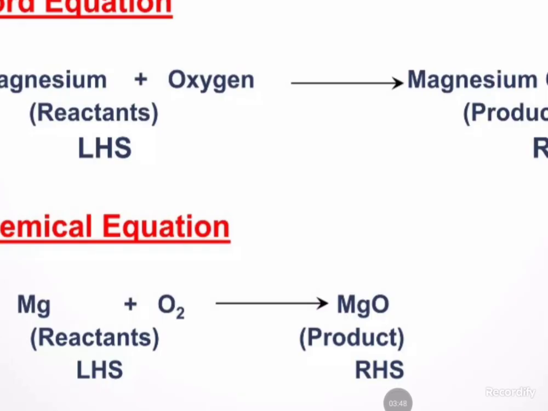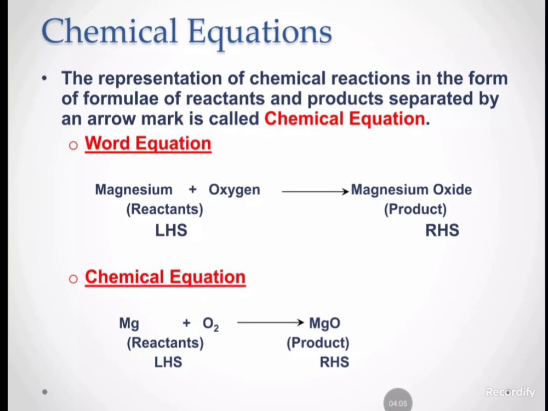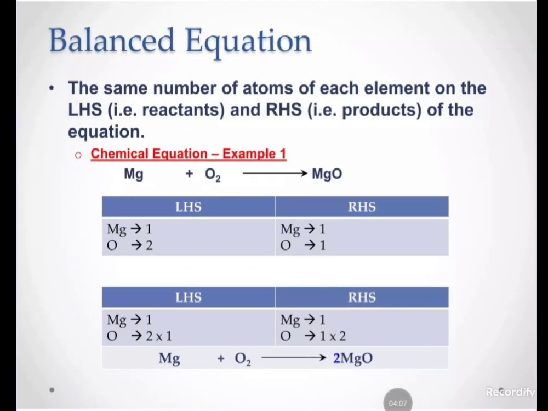Now the product: after burning, the magnesium ribbon turns into magnesium oxide. It is an ash. So in the presence of oxygen, magnesium burns and forms a new substance, which is nothing but magnesium oxide. One more example we can take.